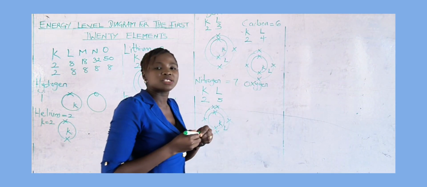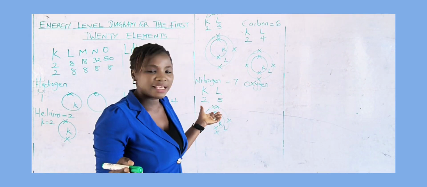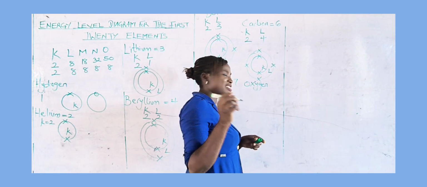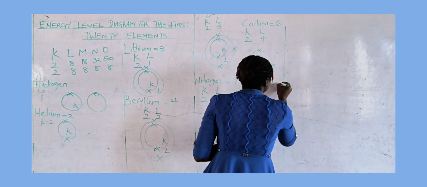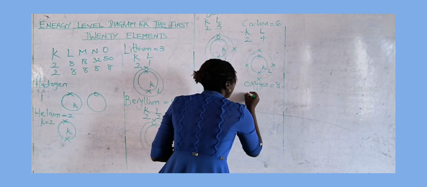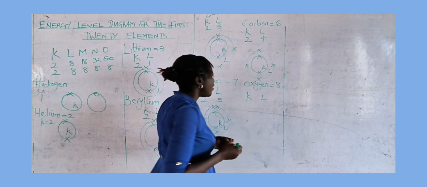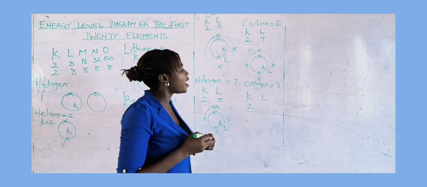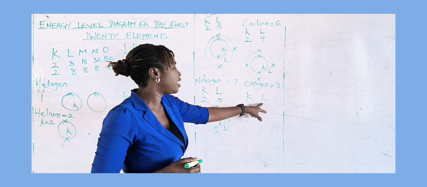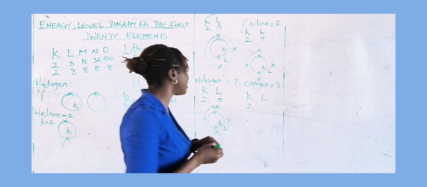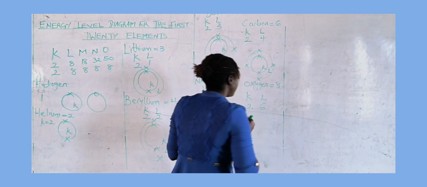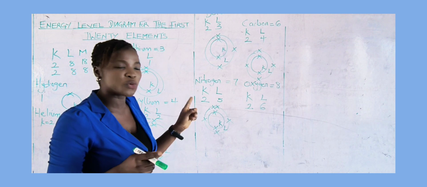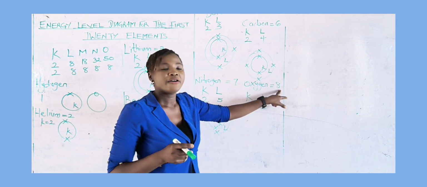Oxygen, what is the atomic number of oxygen? It is 8. I hope you still remember your symbols. So we have our 8. We're going to have our K and L. On our K, we have 2. Then on our L, what are we going to have? It will be 6. That is 2 plus 6 gives us the actual atomic number for oxygen.